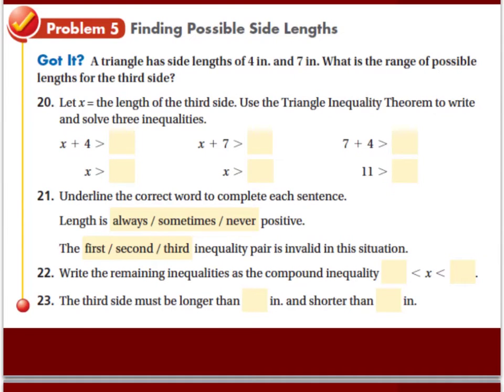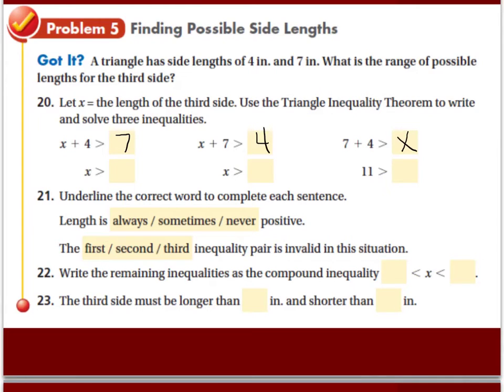Alright, finding possible side lengths. A triangle has side lengths of 4 inches and 7 inches. What is the range of possible lengths for the third side? The first thing is we let x equal the length of the third side, and we use the triangle inequality theorem to write and solve three inequalities. So x plus 4 must be greater than 7, x plus 7 must be greater than 4, 7 plus 4 must be greater than x.